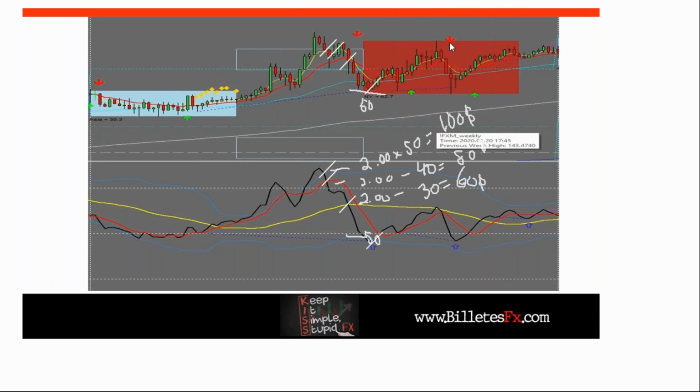And then it cuts right there, cuts back in. That's your exit. You'd have 3 positions. 1, 2, 3 positions. Look at the pips. The first trade went for 50. The second trade went for 40. The third trade went for 30 points.